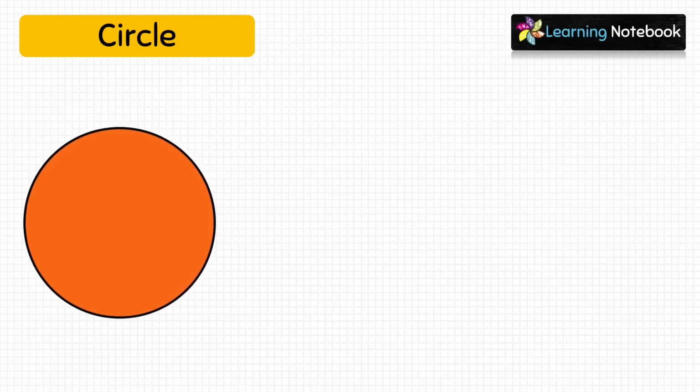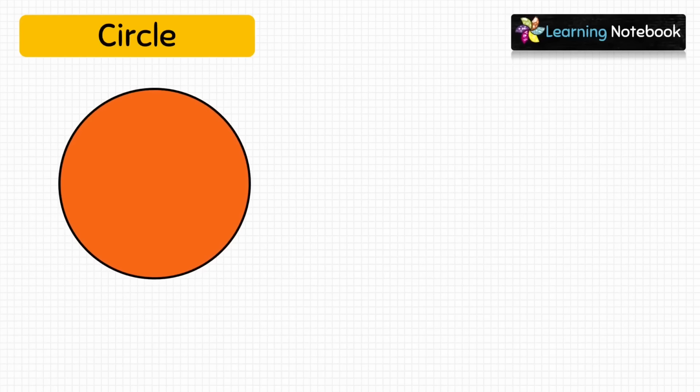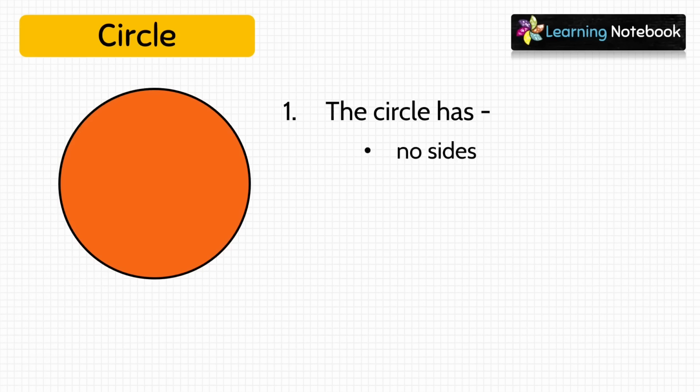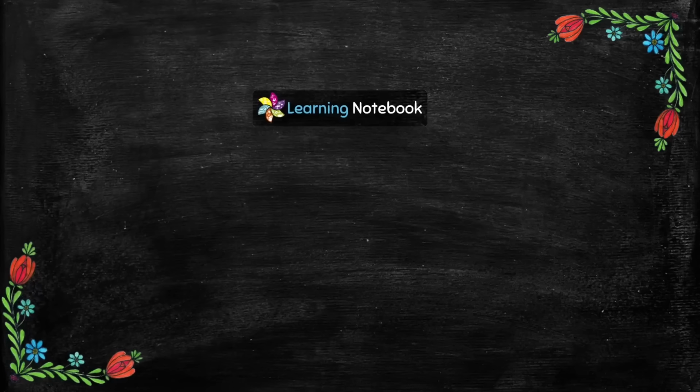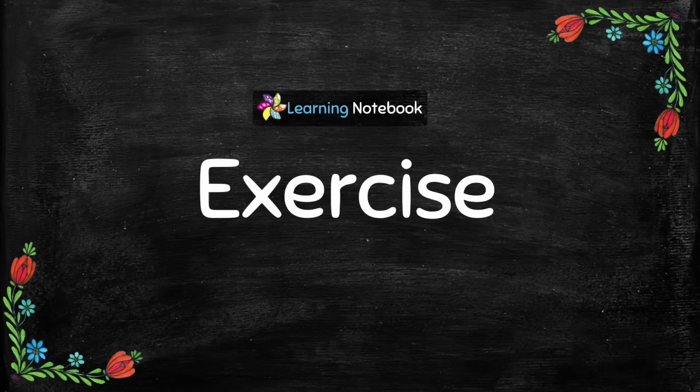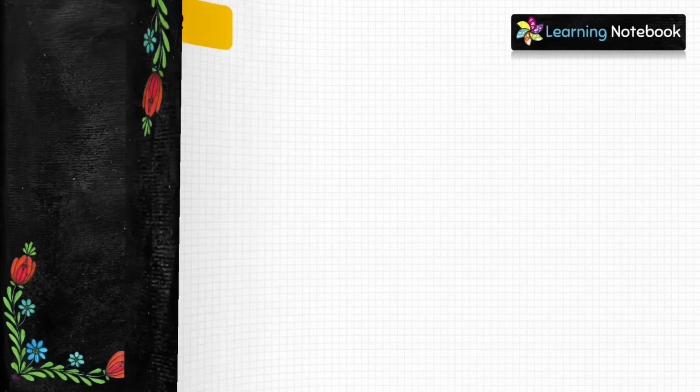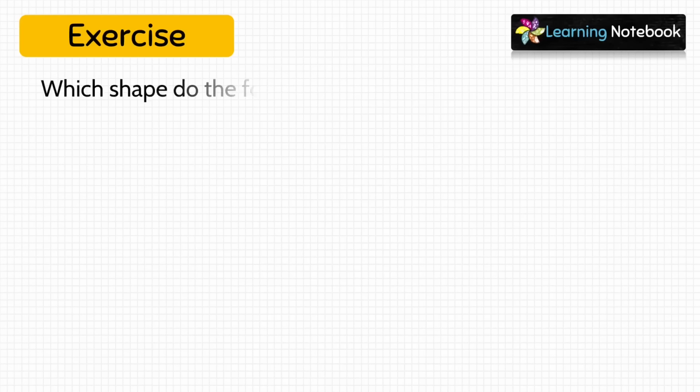Now the last one is circle. Students, this is a circle. A circle has no sides and no vertices. So this was all about plane shapes. Now let's do an exercise. Question is, which shape do the following have?